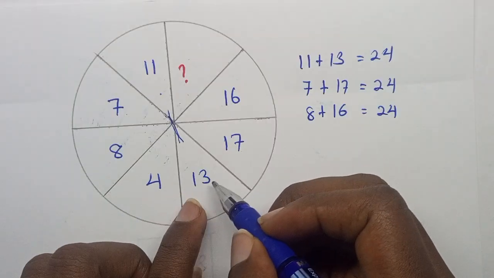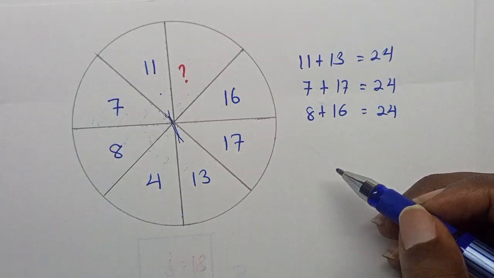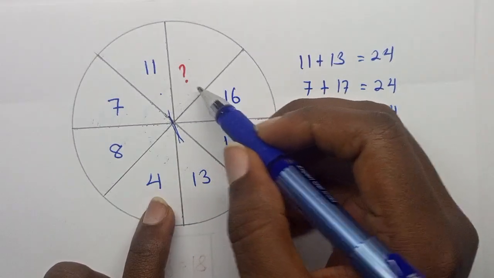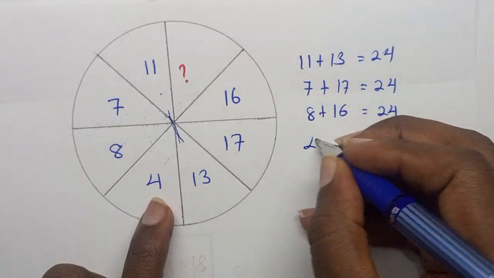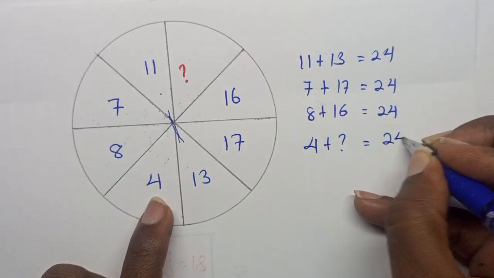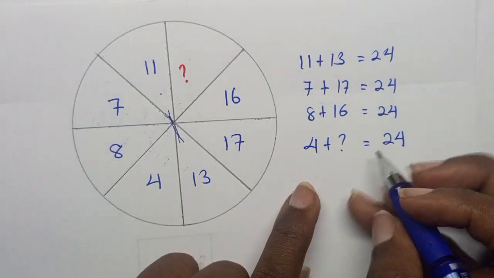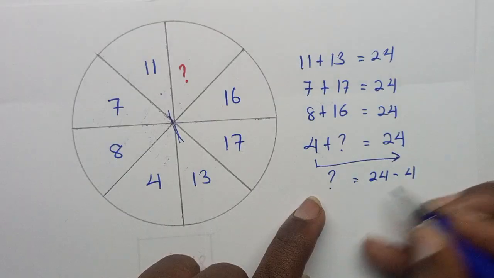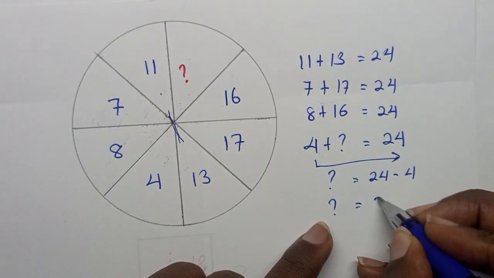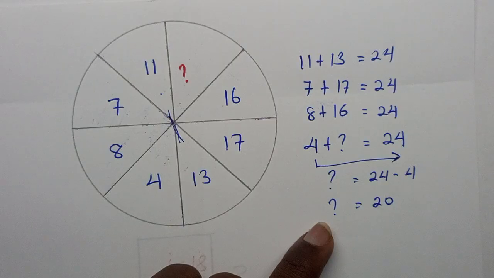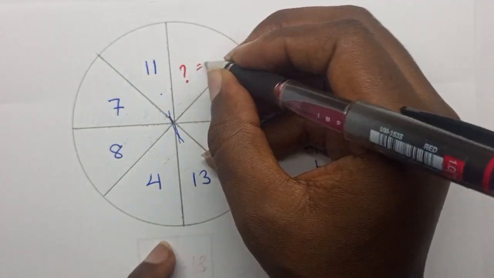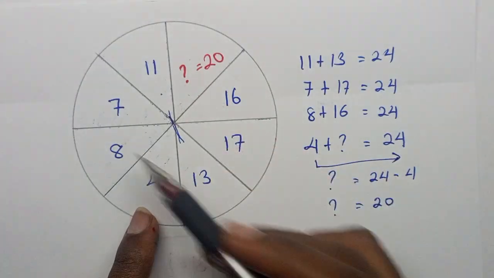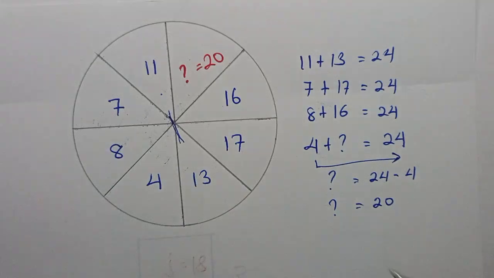So we've gotten that. That implies that 4 plus this value, which we don't know, should be equals to 24. So when we take the 4 this side, this will be 24 minus 4. So the question mark is equals to 20. And therefore, this value here is 20. Because if you add 20 and 4, it gives us 24, just like the other alternate values that we added.